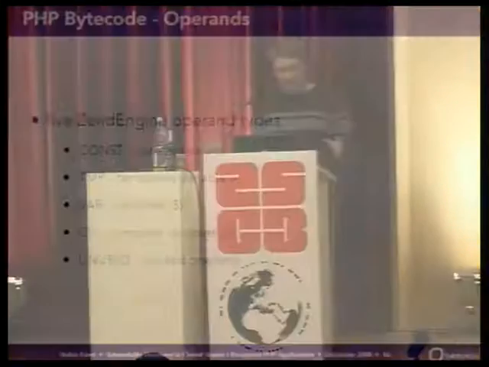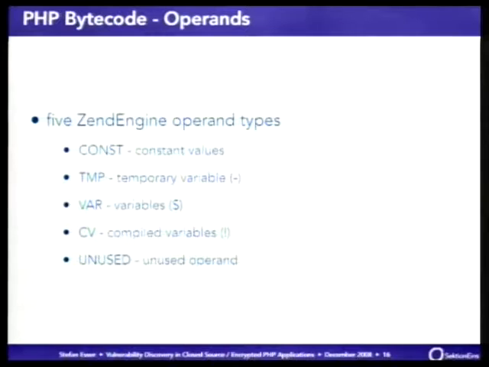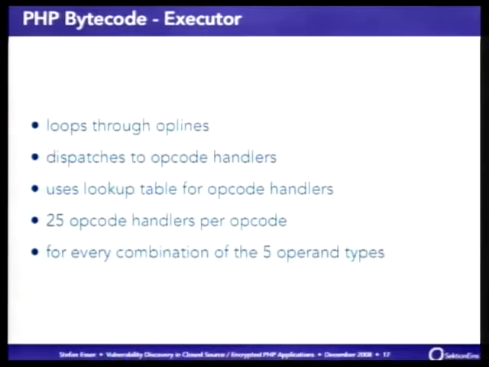So this is actually everything you need to know about PHP bytecode. After the bytecode is compiled, it will get passed to the executor. The executor is very different in different PHP versions. In PHP 4, it was one very large function with lots of cases of a switch statement, and it contained all the engine in it.